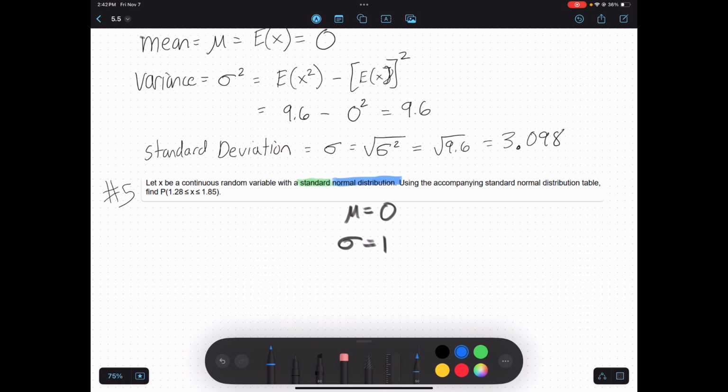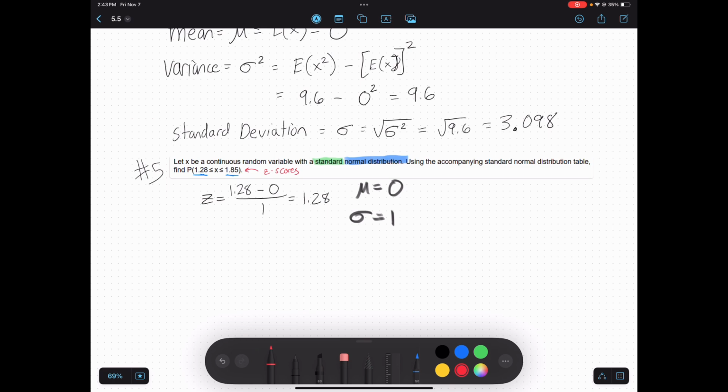Well, if these are my data values, and if my mean is 0 and my standard deviation is 1, notice what happens when I try and find my z-scores. If my data value is 1.28 and I minus the mean of 0 and divide by 1, I just get 1.28. So with a standard normal distribution, the data values it gives also count as z-scores. These are your z-scores right here.